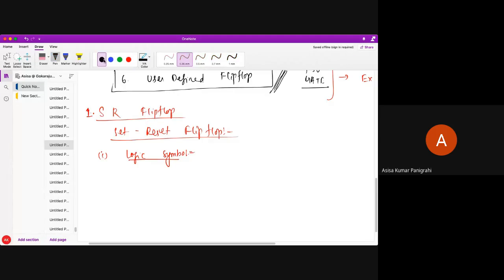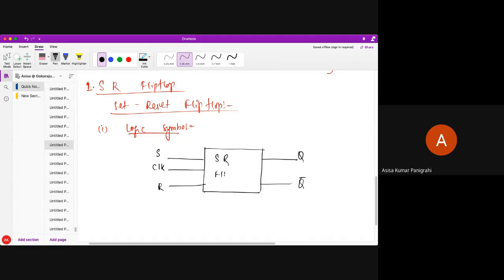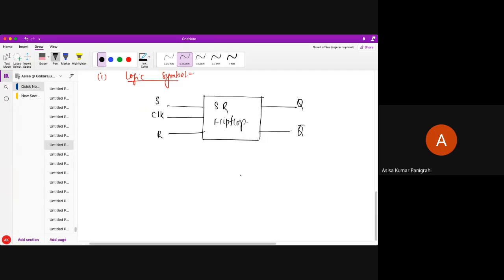What is your logic symbol? Just see here what I am doing. Very simple, the SR flip-flop has S and R, two inputs. I have told you clock is the controlling parameter, and two outputs Q and Q bar. So this is called your SR flip-flop. This is the logic symbol of your SR flip-flop. Very simple.